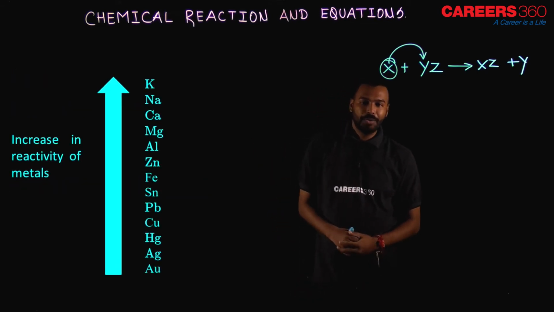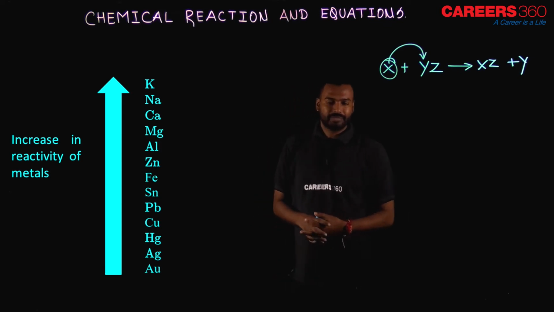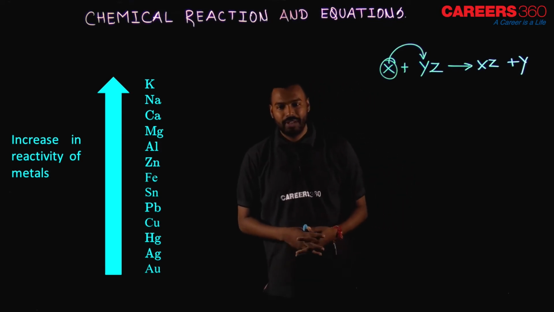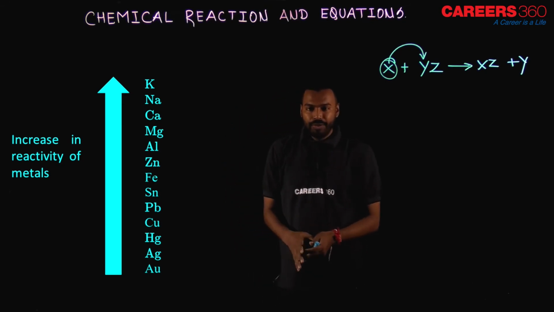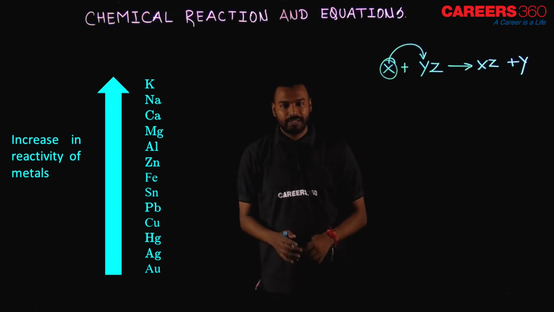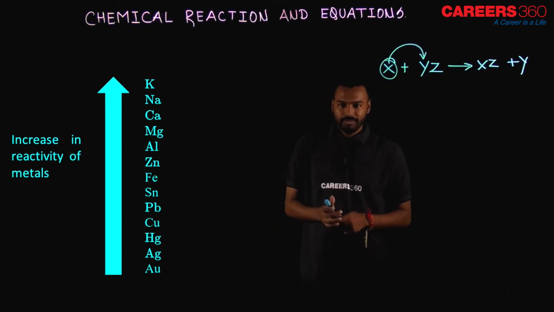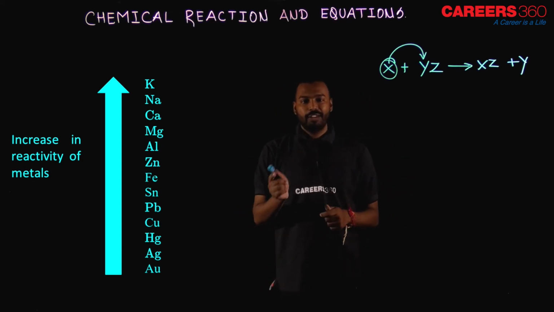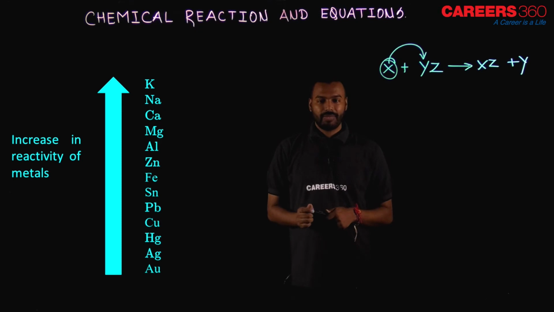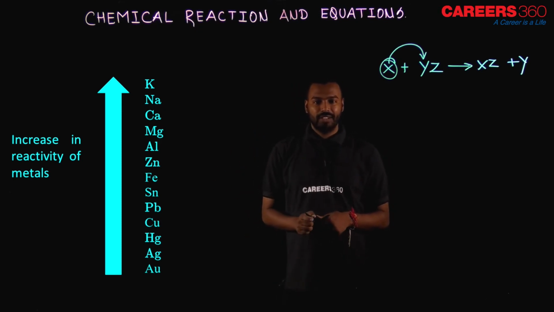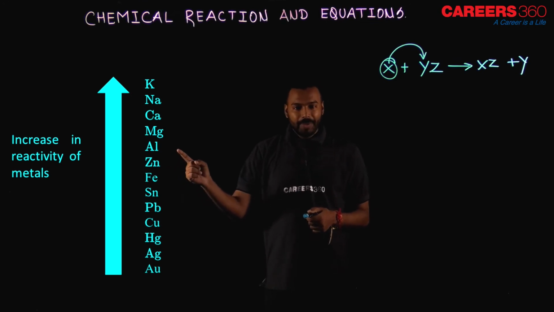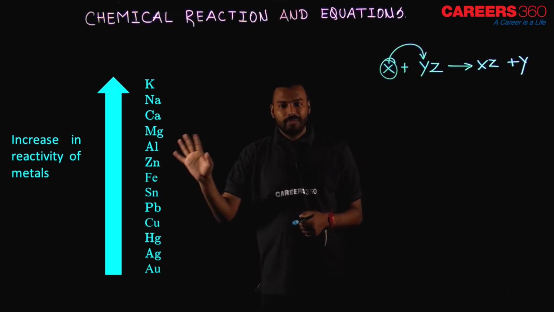See, I told you how to know who is more reactive and who is less reactive. Now you have the reactivity table, the reactivity series. When you go to the top, reactivity increases. Now you answer my question. Who is more reactive, aluminium or zinc? You see this series and answer me. Yes, aluminium, because aluminium is at the top and zinc is at the bottom.